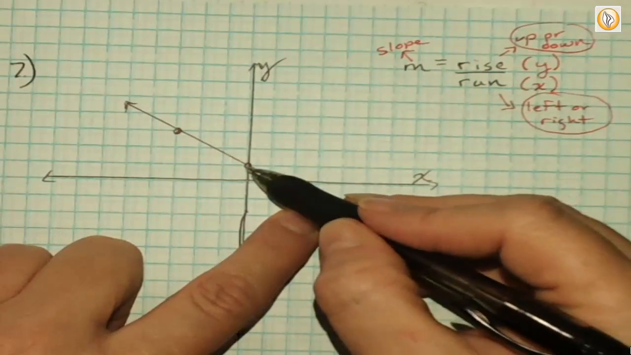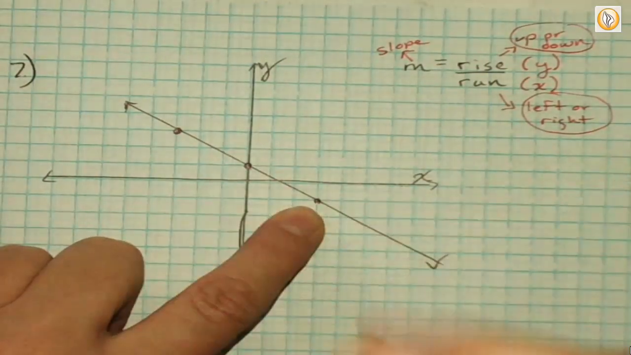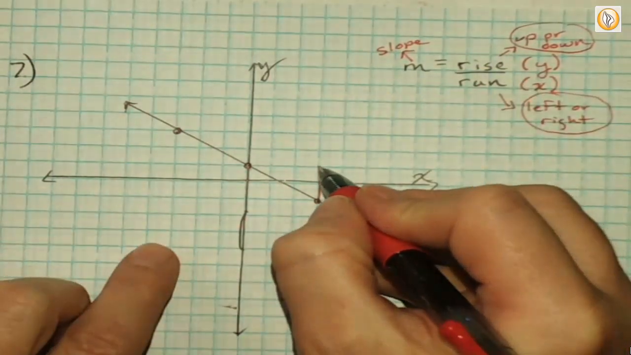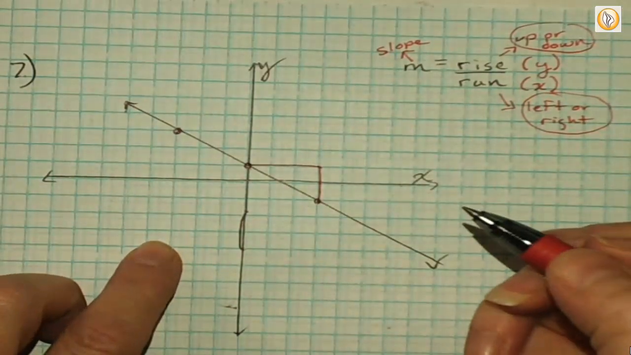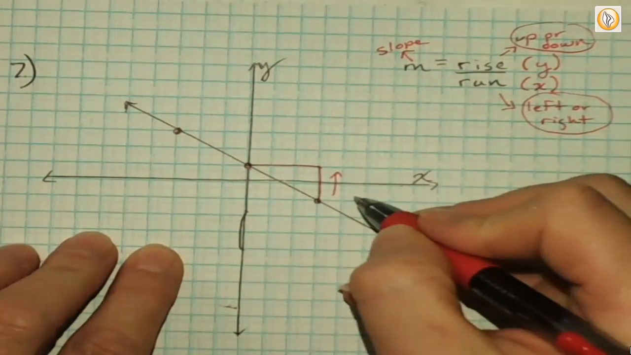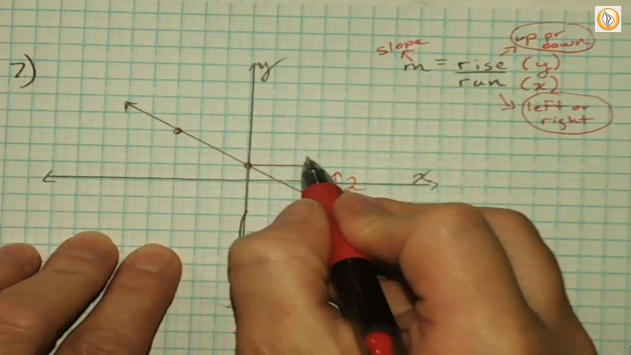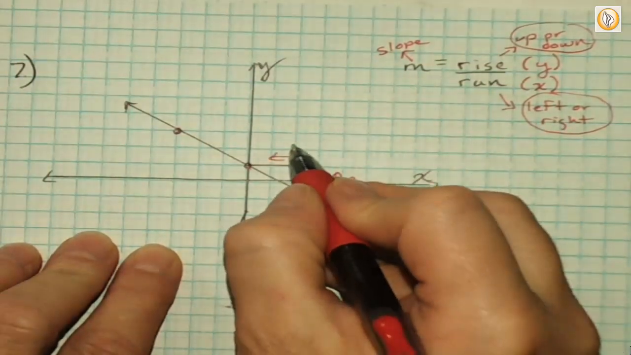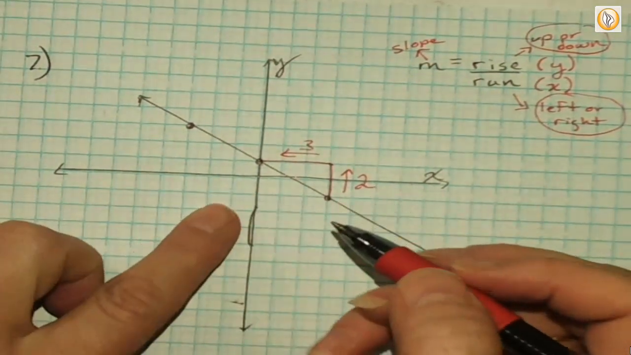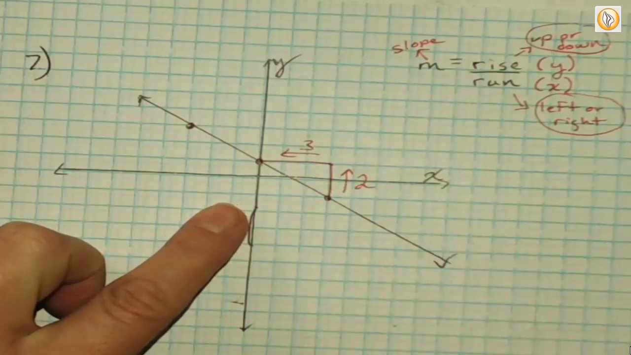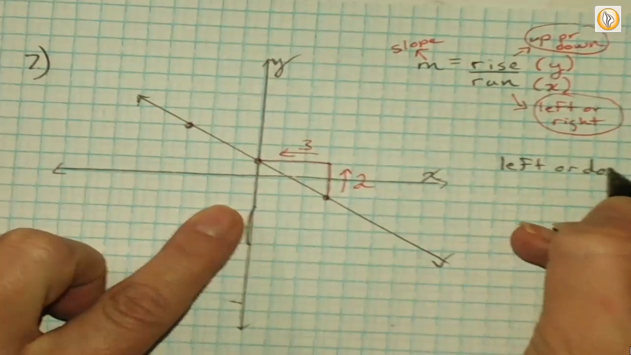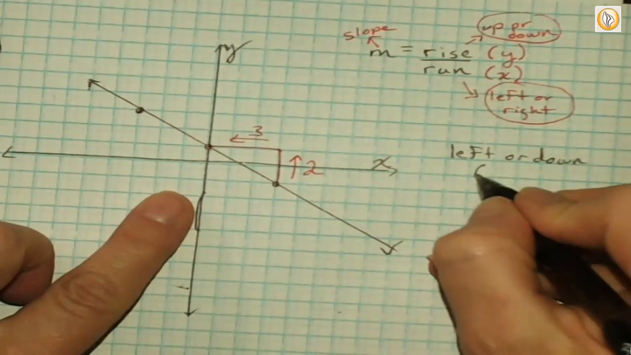And you're going to take it to the next dot. Now watch this. I always tell everyone, draw a little road map. You go up and then over to get to that dot, right? Like a map. Valeria, how many places did I go up? 2. How many places did I go left? 3. So, if I go left, is it positive or negative? Negative. Left or down is negative.